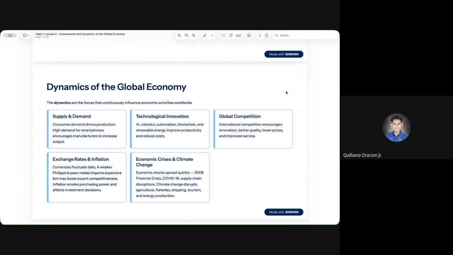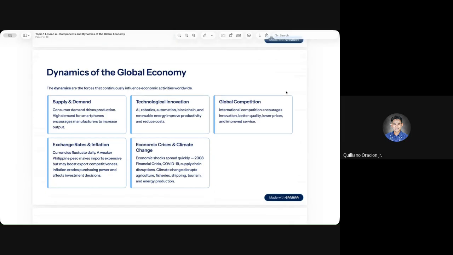Now, let's proceed to the global economy. Does the global economy stay the same forever? Of course, nothing lasts forever. The global economy is always changing. That's why we call it dynamic. Dynamic means always moving, always changing, and always adapting.